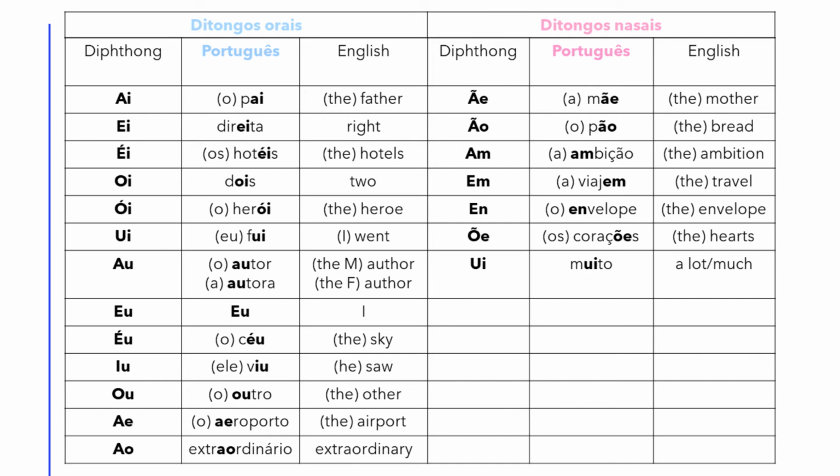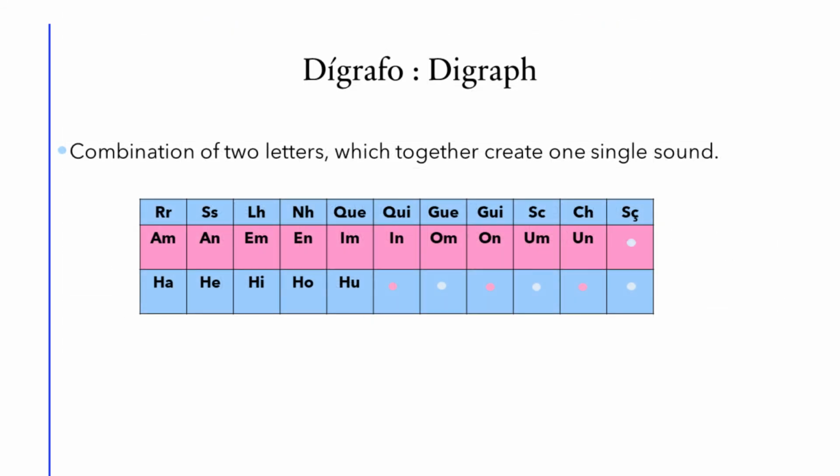Right, now that we covered os ditongos, the diphthongs, let's move to os dígrafos, the digraphs. What is a dígrafo? As we saw right at the start, a dígrafo or digraph is the combination of two letters which together create one single sound. And here is a table with all the Portuguese digrafos. Let's listen to them and please repeat after me.